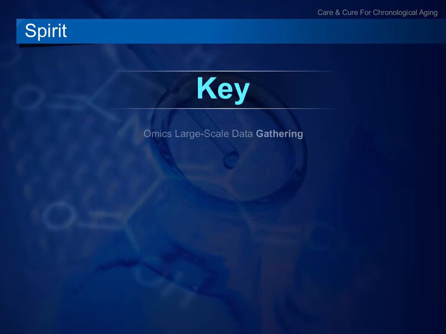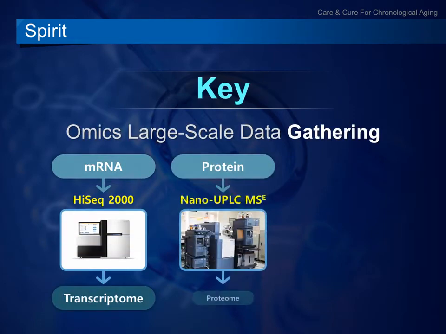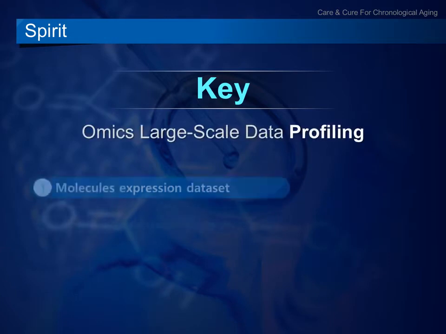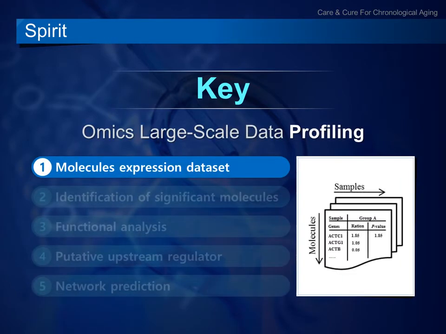The key to studying the functional activity of alginate oligosaccharide is through first gathering large-scale data via three types of omics technology: transcriptomics, proteomics, and metabolomics. After gathering the omics data, the data was profiled by, first, the grouping of the molecules into a dataset based on expression levels.